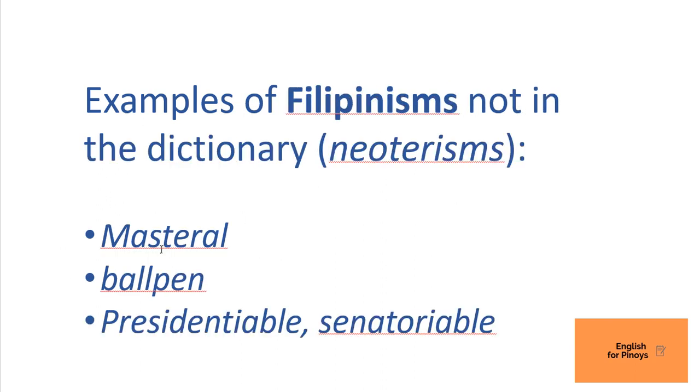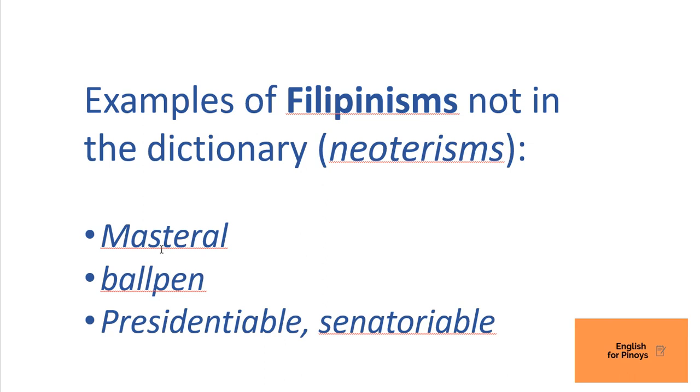And as to neo-tourisms or examples of Filipinisms, neo-tourisms, they are not in the dictionary. Really newly invented words. Maybe not new in the Philippines. We've been using them all the time, and some of us, maybe many of us, do not realize that they're actually not in the dictionary. We use the word masteral, right? But there's no such word in the dictionary. You can't find it. There's masters or master's degree. That's the right phrase to say.